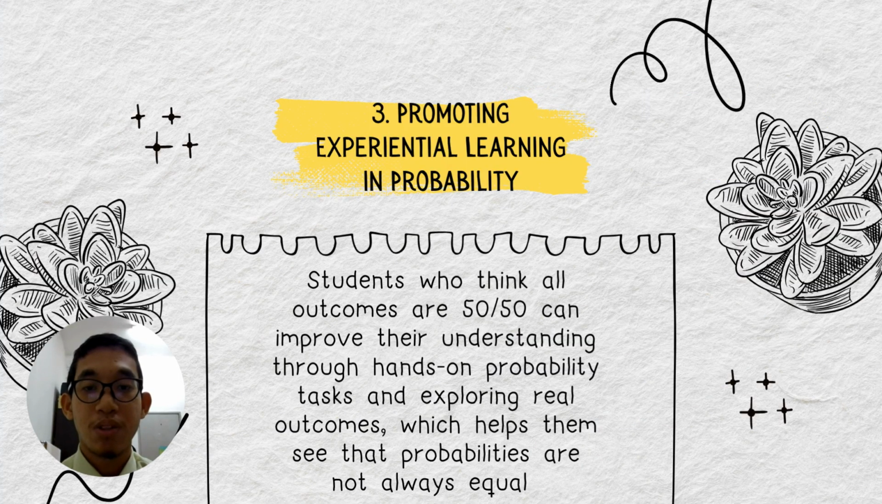For the last one, promoting experiential learning in probability. Students who think all outcomes are 50-50 can improve their understanding through hands-on probability tasks and exploring real outcomes, which help them see that probabilities are not always equal.